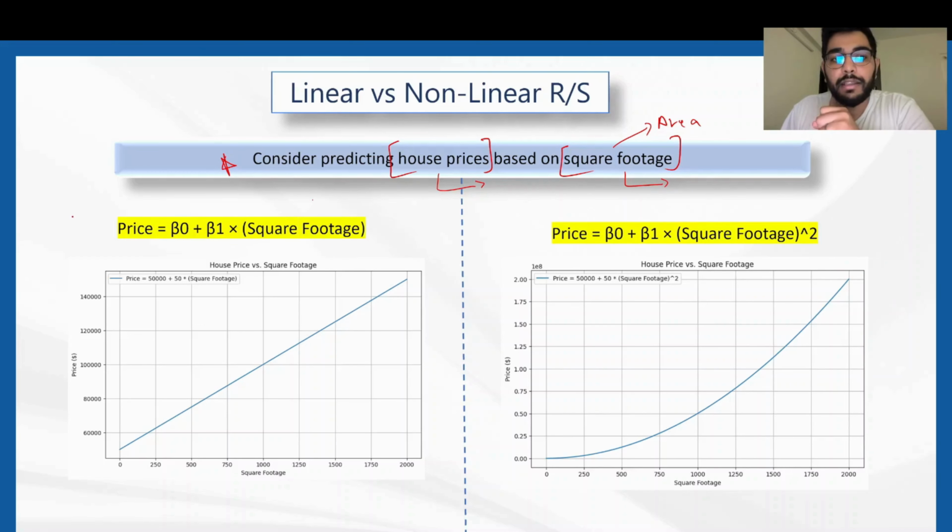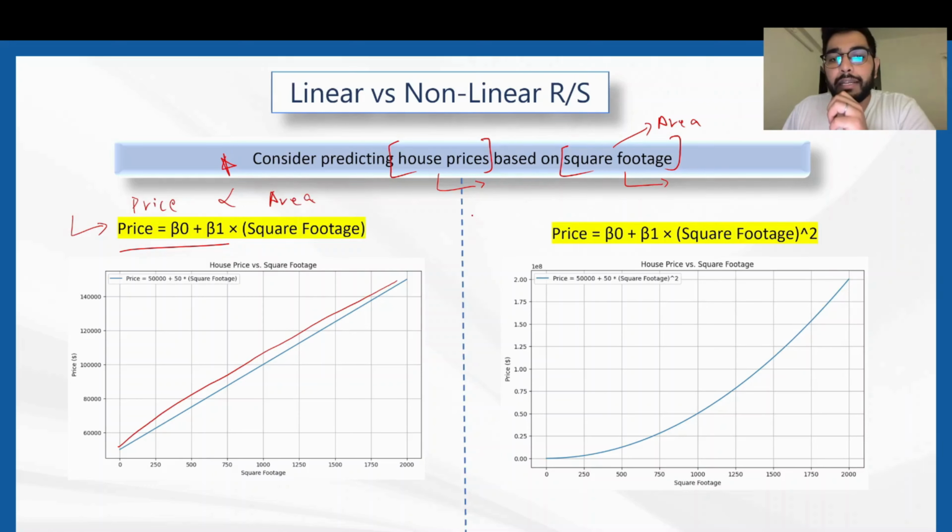On the left hand side, we see that if we have a linear relationship between price and the area, or the square footage of the houses, we can solve it directly using a linear regression. We see a linear line over here saying that the relationship between price and square footage is linear. That is, price is proportional to the area in a linear fashion.